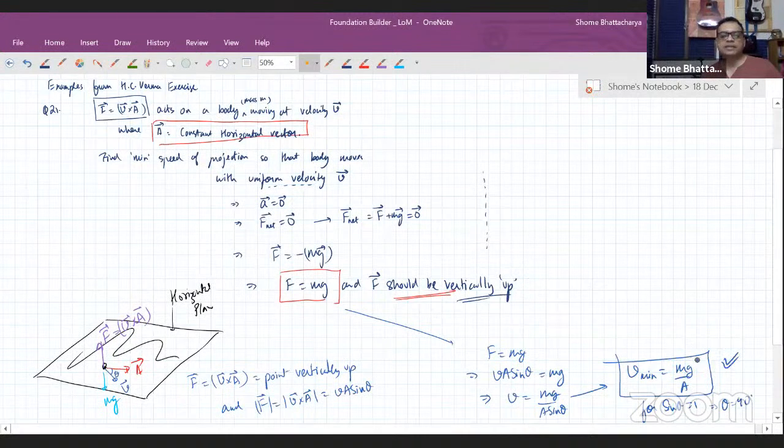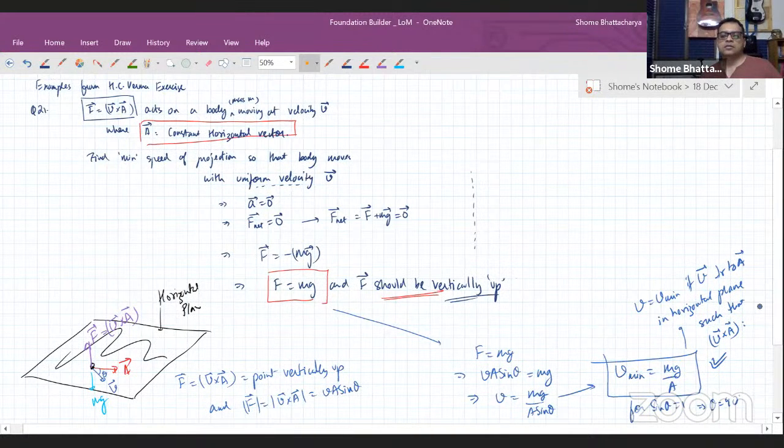The minimum possible magnitude is mg by A, and it should be in such a direction that it's perpendicular to A and v cross A is pointing vertically upwards. So that is the condition. The condition is that v is v minimum if v is perpendicular to A in the horizontal plane, such that v cross A is opposite to gravity, opposite to the acceleration due to gravity.